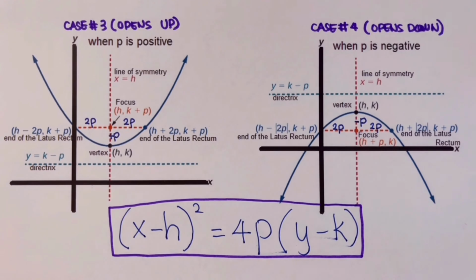Now we remember that our line of symmetry is a line that connects the focus and the vertex. So I'm just going to go ahead and draw that line of symmetry right here.